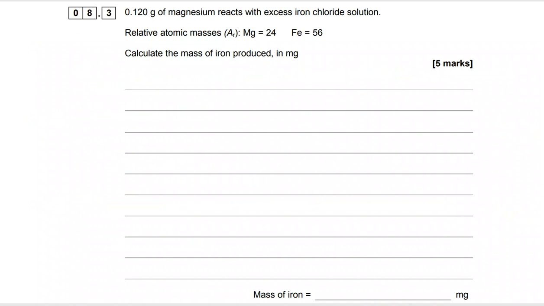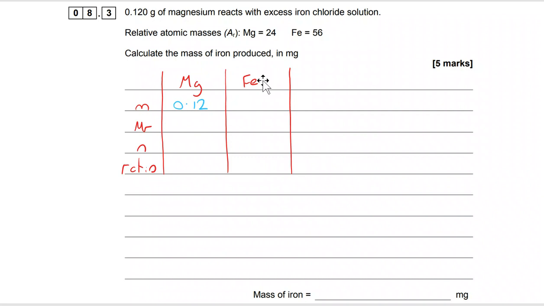On to 8.3, we've got a big calculation here. 0.12 grams of magnesium reacts with excess iron chloride solution. Calculate the mass of iron produced. So we have got here a table where we've got the species we know the mass of, the species we want to know the mass of, and then we build in our mole calculation. Mass, molecular mass, moles, and ratio.